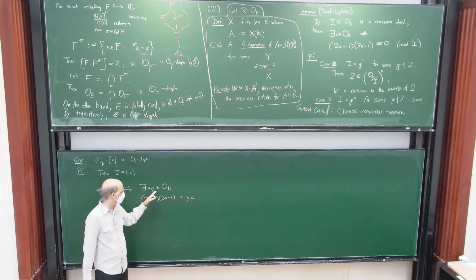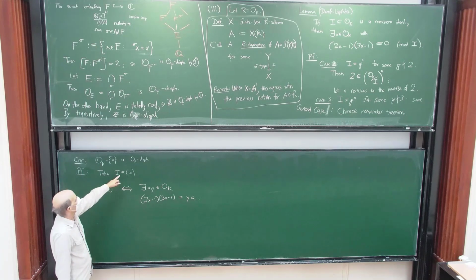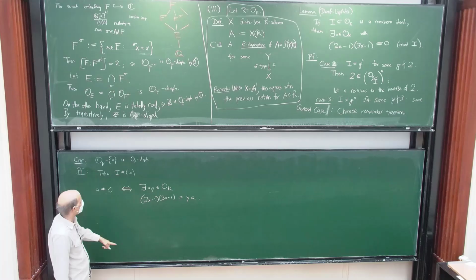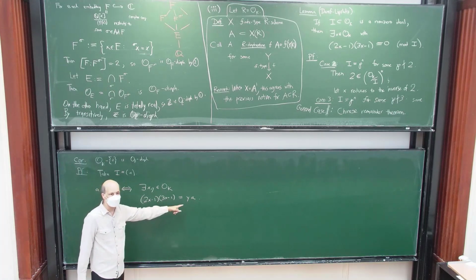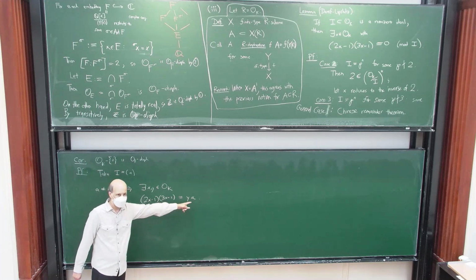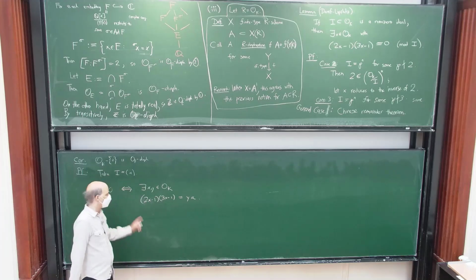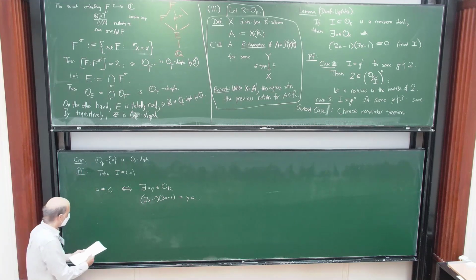So if you have a solution to this, then a has to be non-zero. Conversely, if a is not zero, then according to that lemma, you can find x such that 2x minus 1, 3x minus 1 is congruent to 0 mod a, which is the same thing as saying that it's y times a for some y. Okay, so that's that proof.